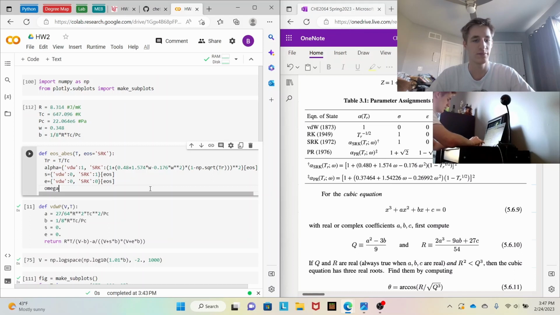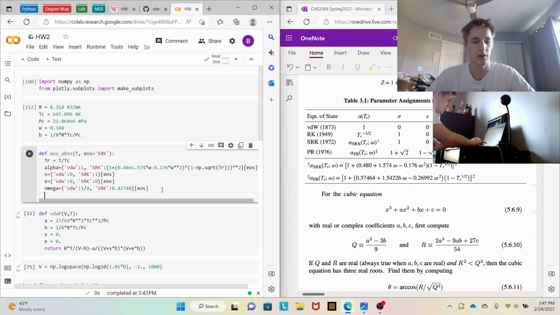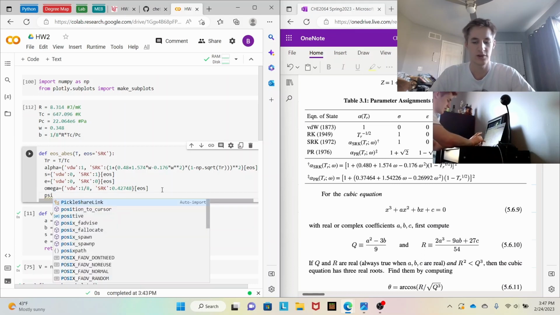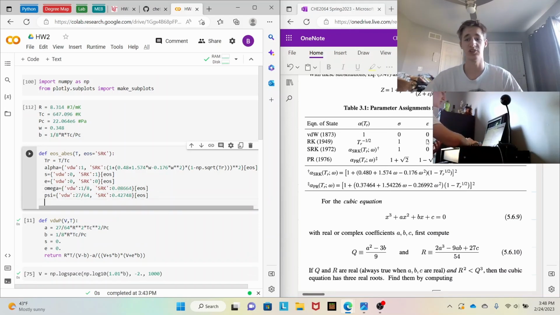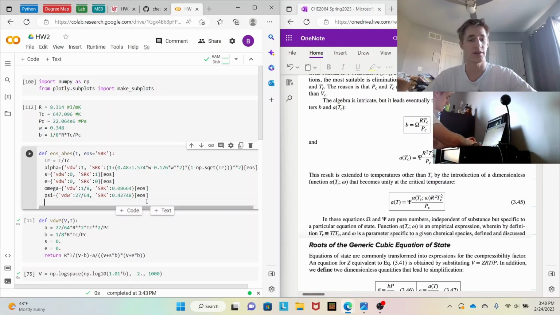Next we have omega. Omega for VDW is 1/8, and for SRK is 0.42748. And our final parameter, psi, for van der Waals, is 27/64. For SRK it is 0.4274. Omega for SRK is not that. It is 0.08664. Yeah.